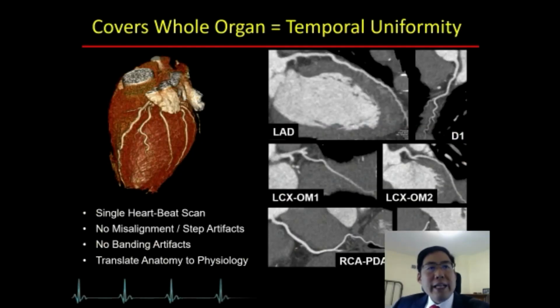So with a wide area detector, you can image the whole heart and coronaries within one heartbeat with temporal uniformity. Everything's imaged at the same time. There's no misalignment or stair-step artifacts. And since everything's imaged at one time, you can better translate this anatomy into physiology with perfusion or with FFR CT.